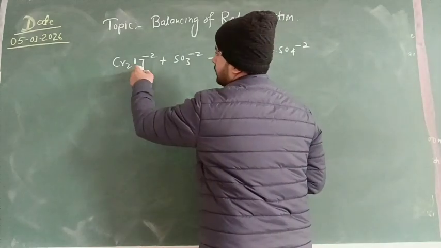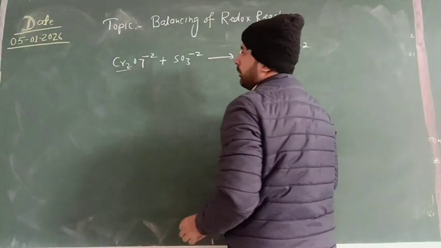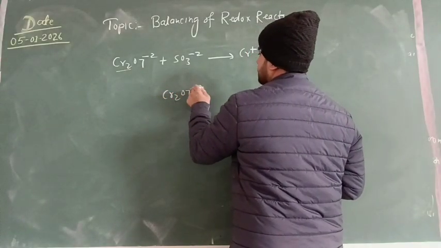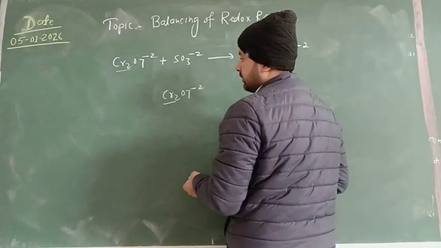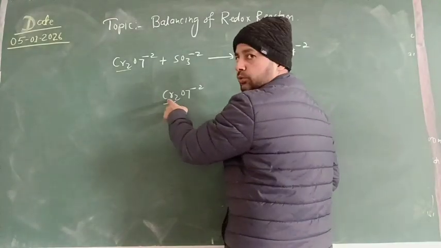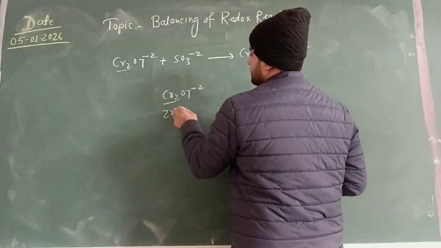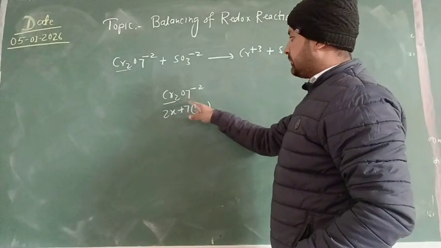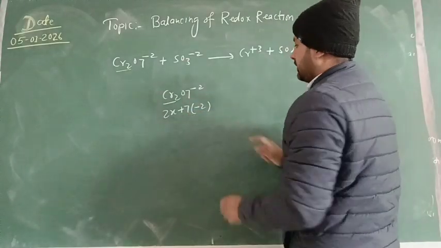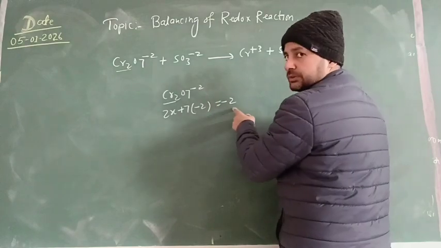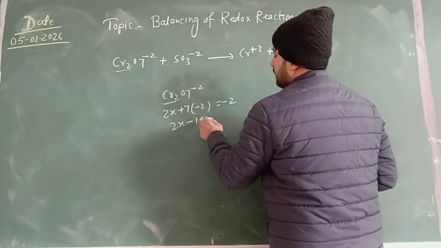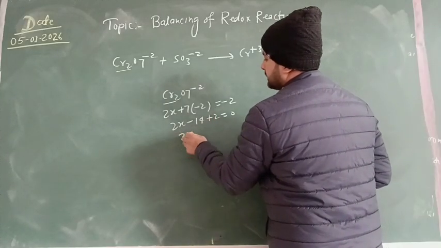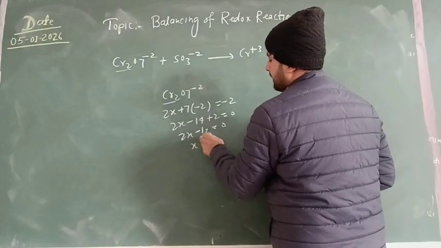In the case of Cr2O7 2-, chromium has a +6 oxidation number. How can we find it out? We write Cr2O7 2-. For chromium we have to find the oxidation number, so first we take it as X. Since there are 2 chromium atoms, 2X plus 7 into minus 2. Why minus 2? Because the oxidation number of oxygen is minus 2, and there are 7 oxygen atoms. This is equal to minus 2, the overall charge. So 2X minus 14, and after transferring the minus 2 it becomes plus 2, equal to 0. So 2X minus 12 equals 0, and X equals plus 6.